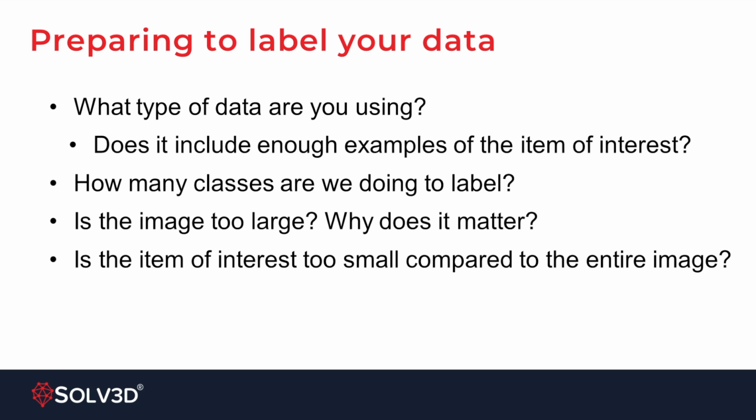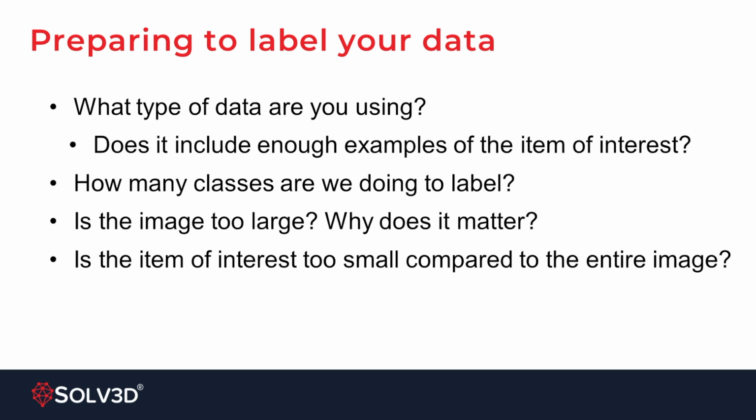Some of the important items are thinking about what type of data you're using. In this case, we're going to be using an orthomosaic that was collected. Think about the resolution, think about the size, all those sorts of things. And then as well, think about whether the actual piece of the data that you're using for training has enough examples of the item of interest. We're going to show you some examples of what could work and what won't work based on our experience.